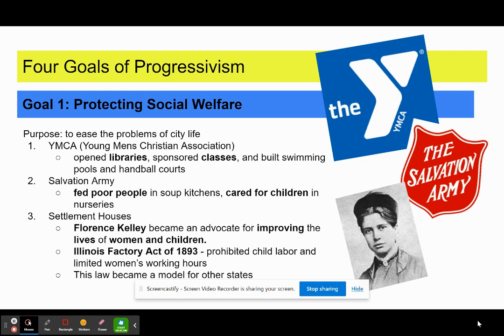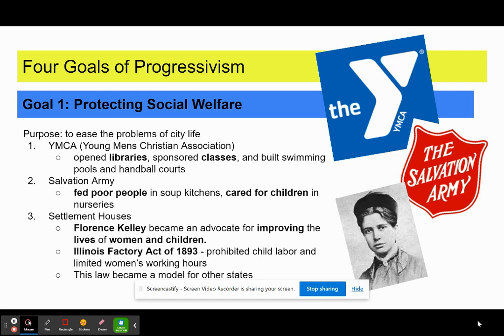So in protecting social welfare, the purpose of this was to ease the problems of city life. People went from living on farms and kind of spread out to these very tight quarters. So different agencies came about. You've probably heard of the YMCA, if not from a song by the Village People. That's fun to do at dances. Maybe you've actually gone to a YMCA. They typically have very similar things that they did back in the day, where they have classes, swimming pools, different athletic things that you can partake in.